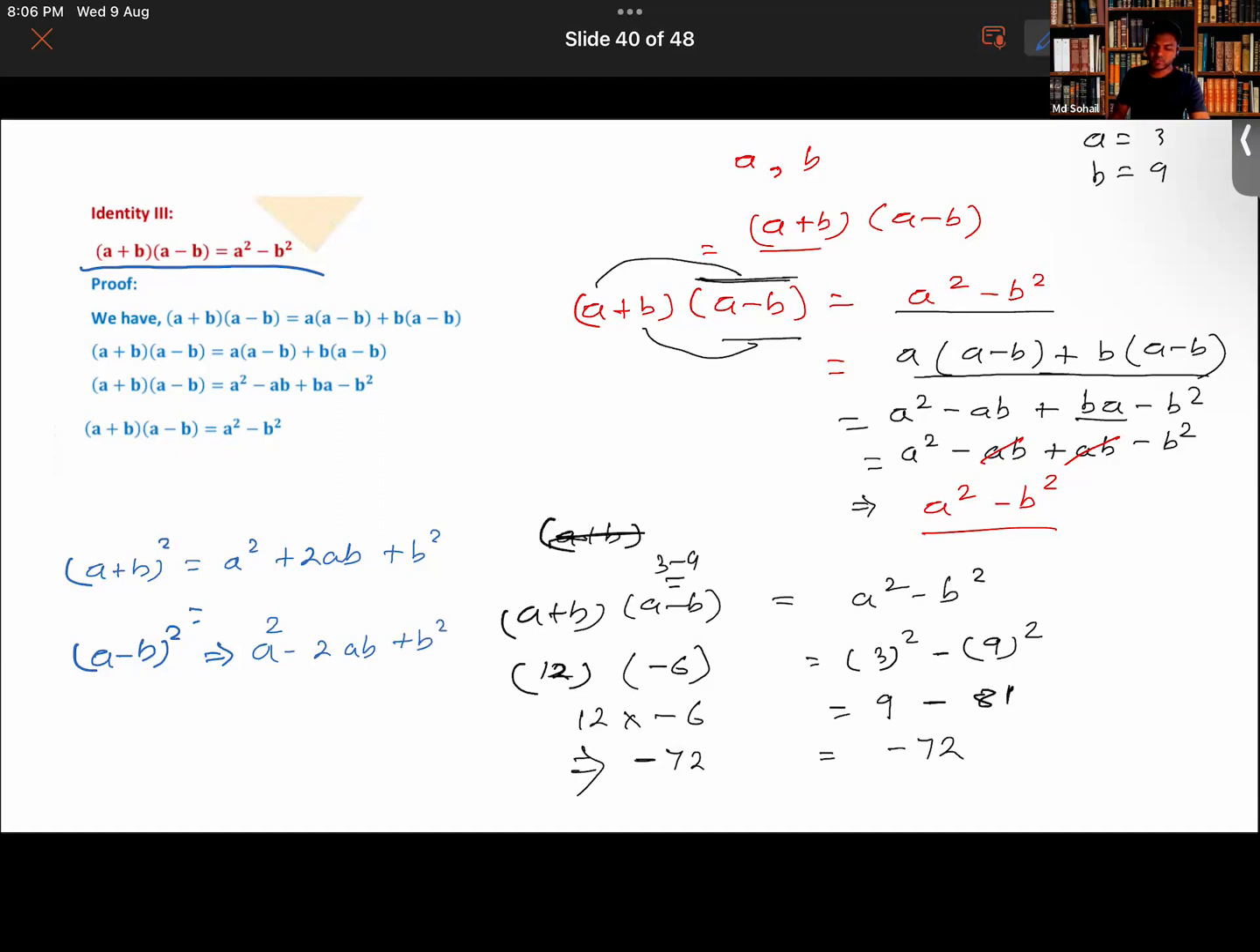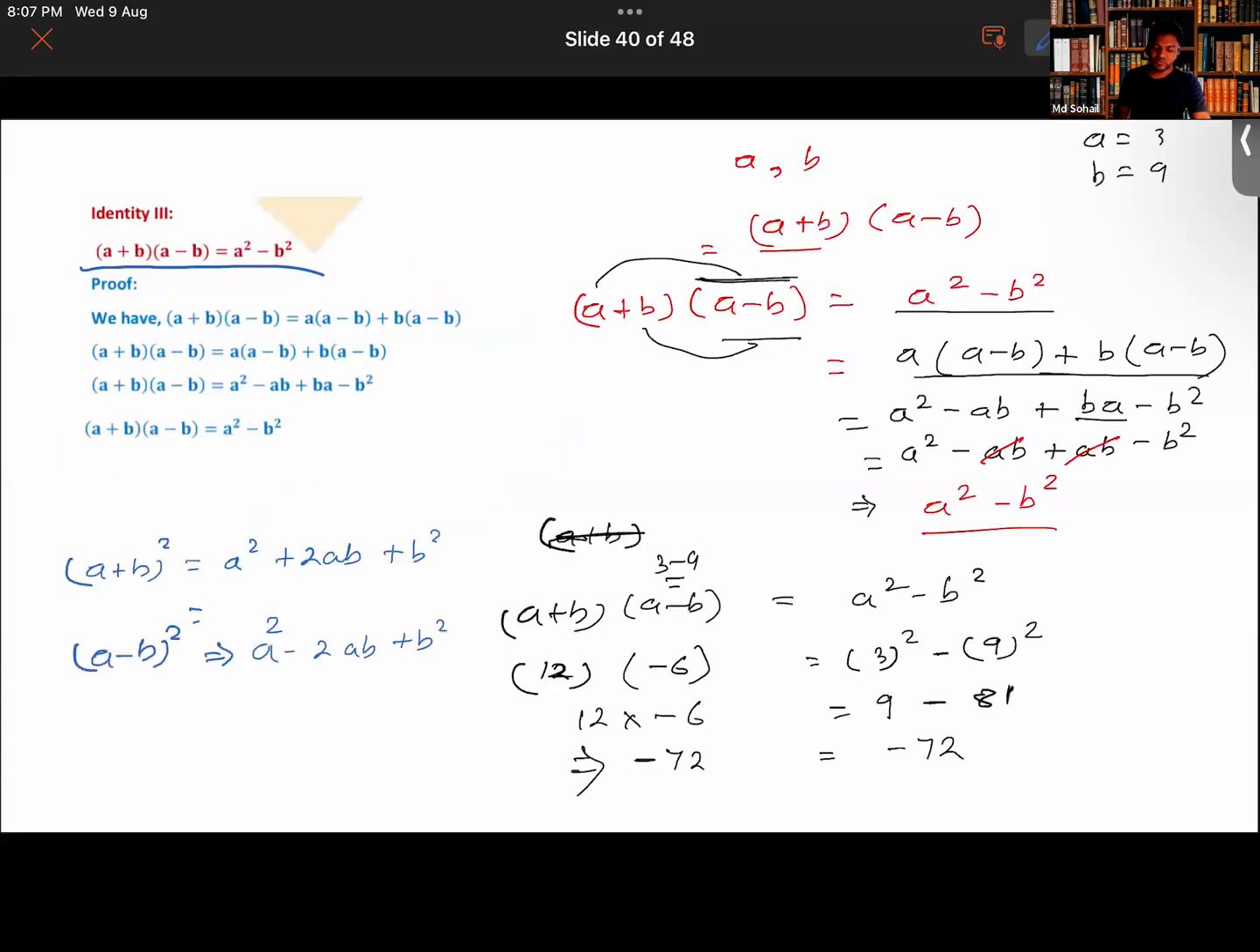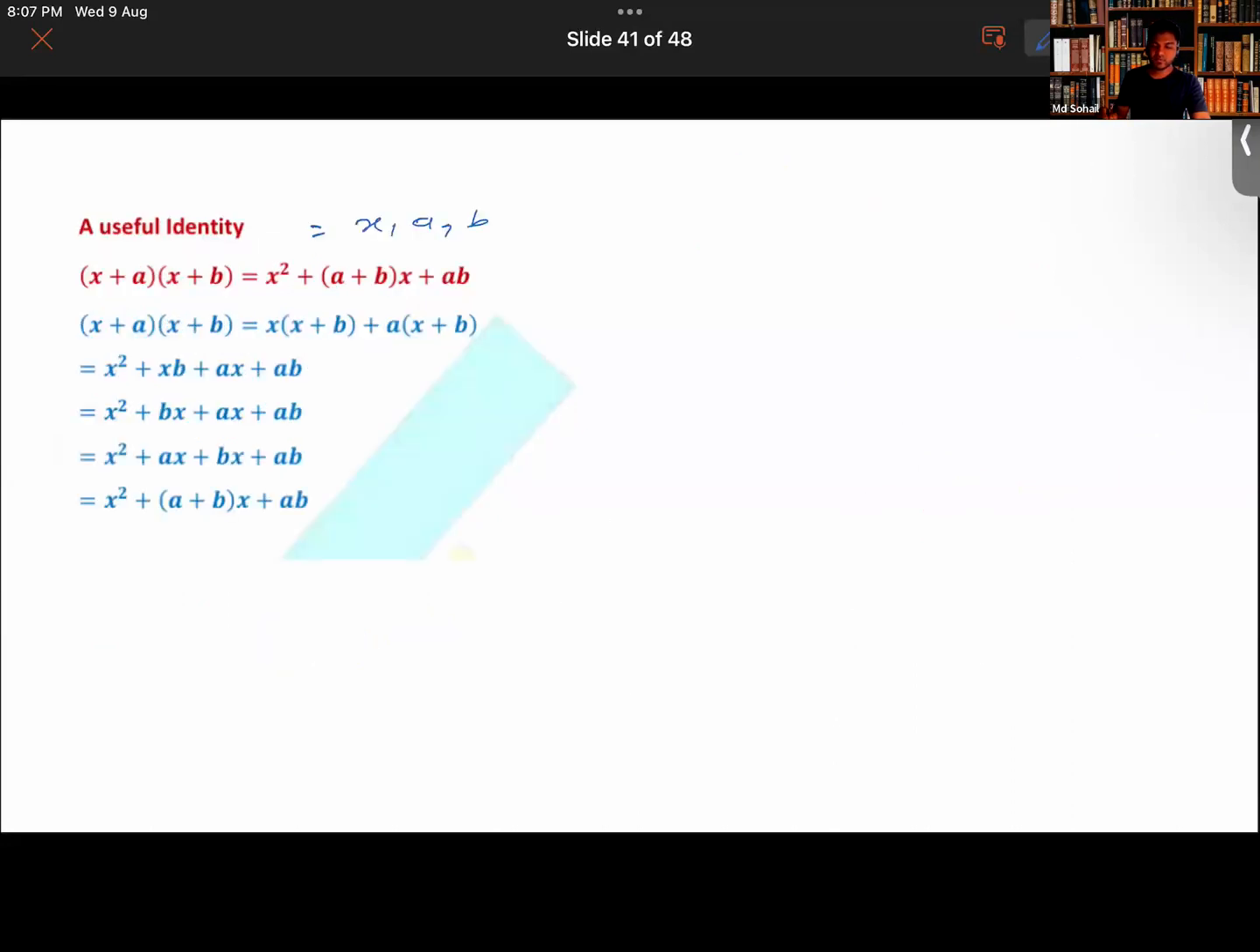Now let's move on to the next identity. That is identity number 4 here. That is also very useful. Here we basically have 3 variables: variable x, a, and b. Up till now, we had only 2 variables, a and b. Now here you have 3 variables.